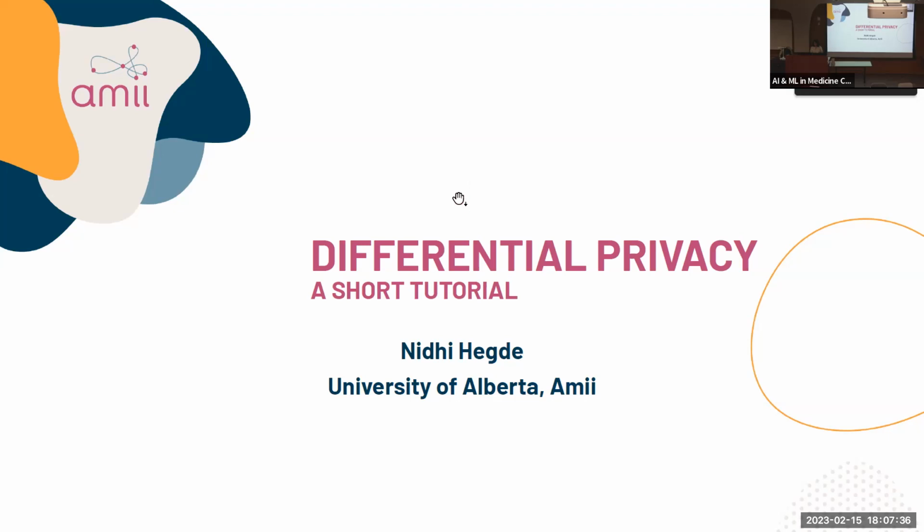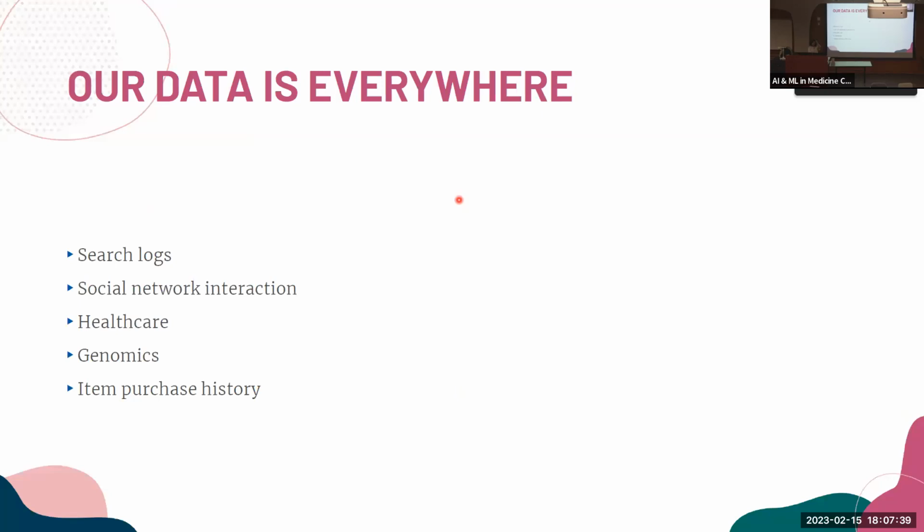Okay, so as we all know by now, we're sharing our data pretty much with everything we do today, in terms of what we're searching on the internet, our social network interactions, these genomics testings and so on. And of course, things that you purchase online. And sometimes data about you is collected when you don't even really know, like when you're using your cell phone.